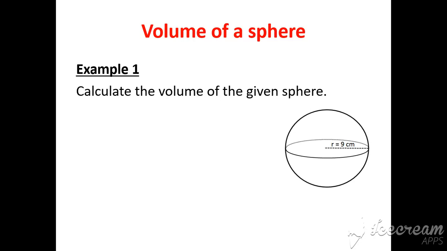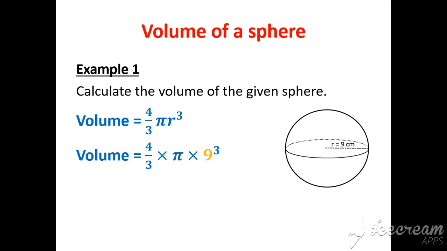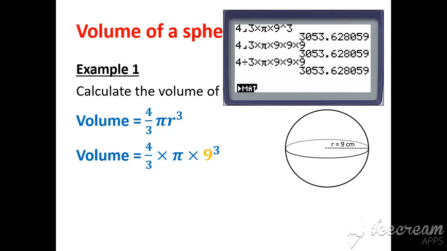So example 1, calculate the volume of the given sphere. Well, here's our formula, 4/3 pi r cubed, and we're going to break it up into 4/3 times pi times 9 cubed. Now we're using 9 for the radius. Looking at the diagram, the radius is 9 centimeters. So now we're going to punch that into our calculator, and we're going to get an answer which is 3,053.6 centimeters cubed. I've rounded that to 1 decimal place.